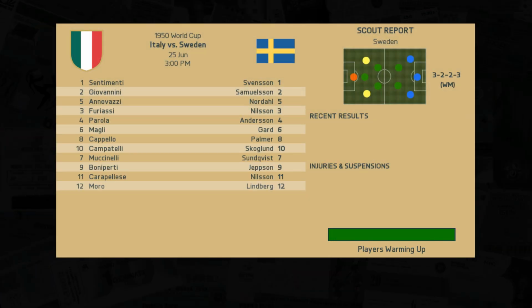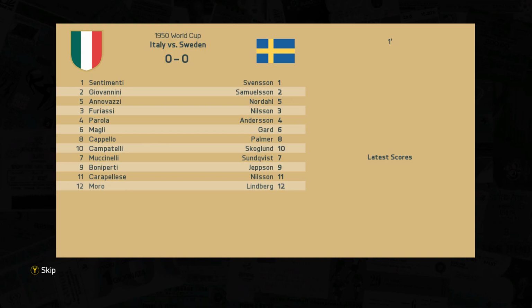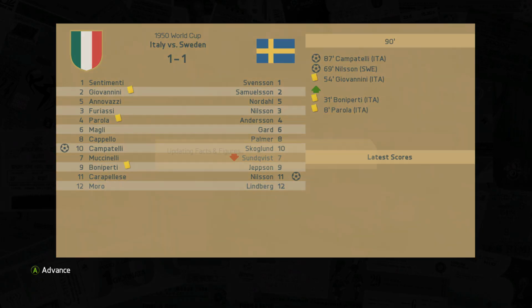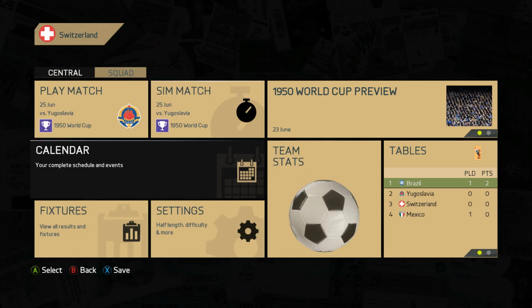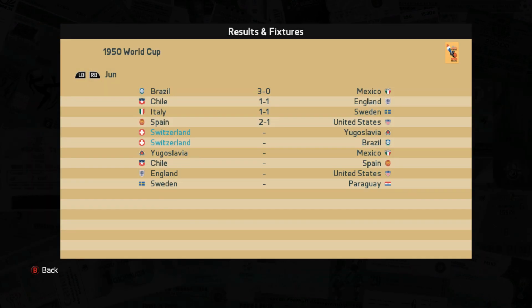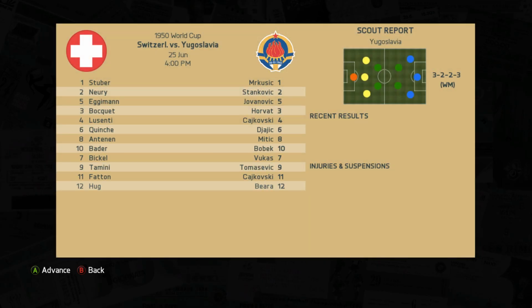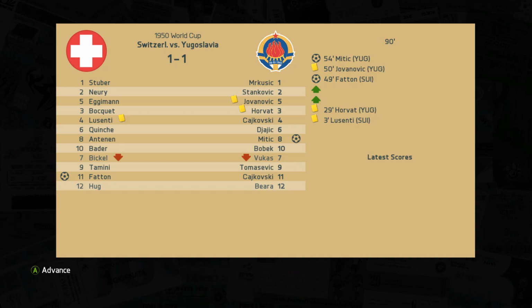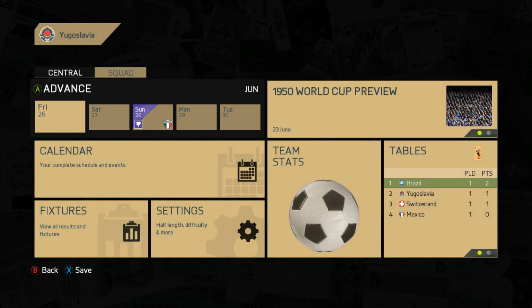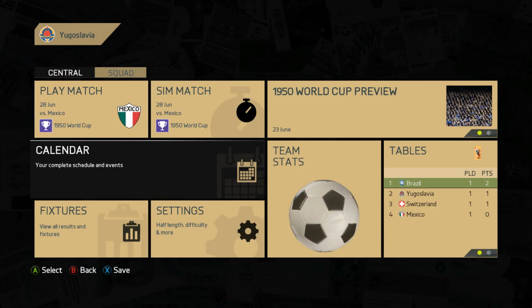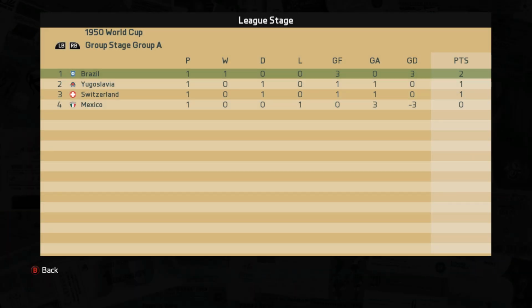Italy against Sweden. 1 each here also. So the fixtures are looking so far. Switzerland against Yugoslavia. 1 each again. This is ridiculous. Look at the tables. In Group A, everyone's played 1 match each. Brazil topped the table, 2 points. It's Yugoslavia and Switzerland on 1 point, Mexico 0.